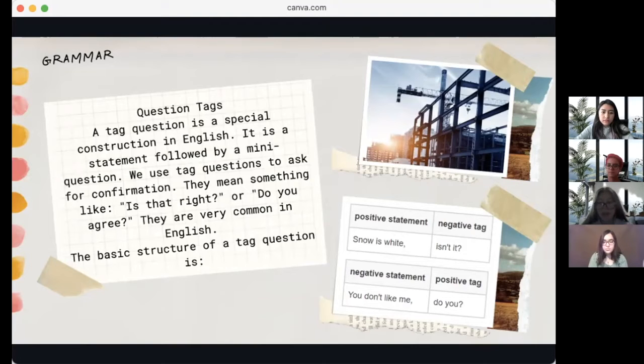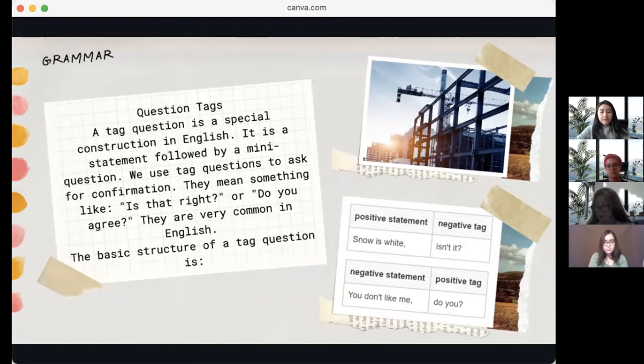Who wants to help me to read the chart? The first, the positive, and then the negative statement. Me, please. So the positive statement is snow is white. The negative tag is isn't it? Who wants to read the negative statement, please? Me. The negative statement is you don't like me, and the positive tag is do you?